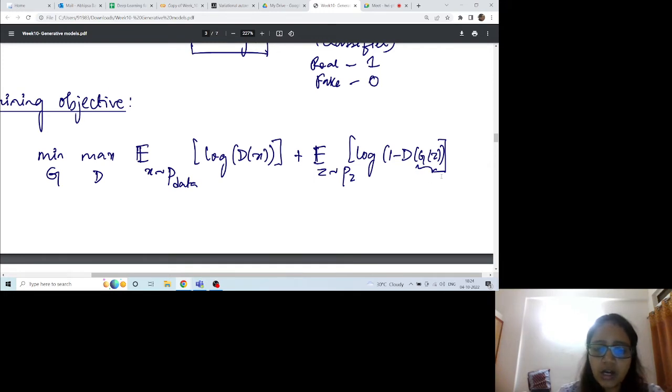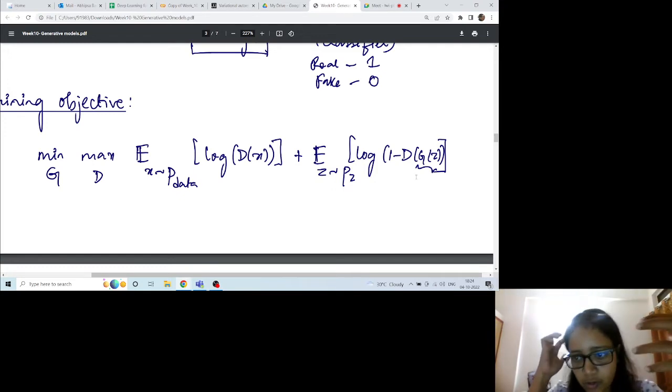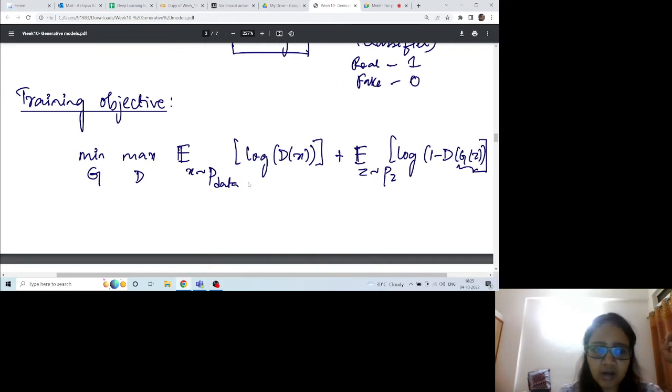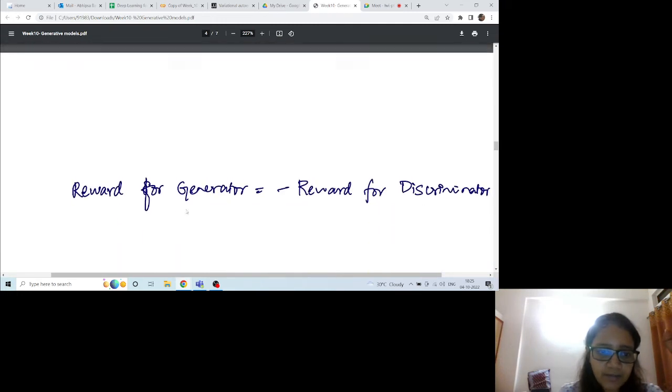If you minimize this quantity, that goal is achieved. You are teaching the generator to learn in such a way that it forces the discriminator to output something very close to 1, which means the D is thinking that even though the actual image is fake, the image is real. So that is how the training objective looks for GANs.